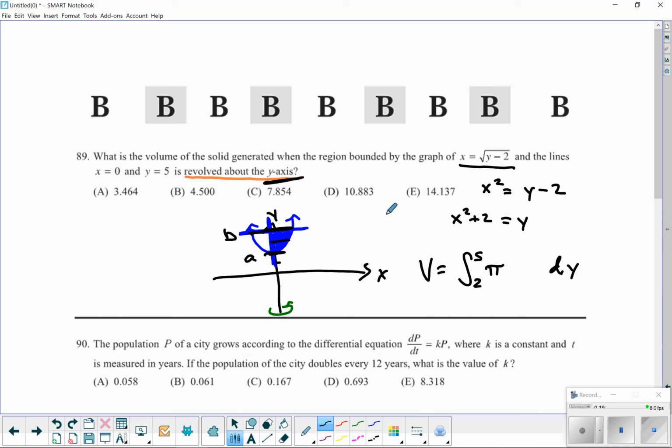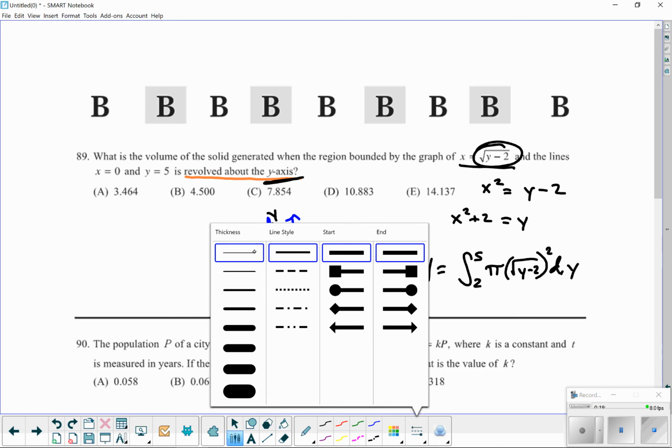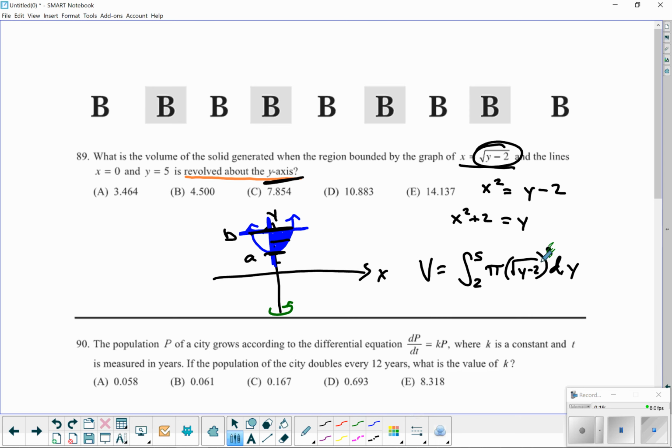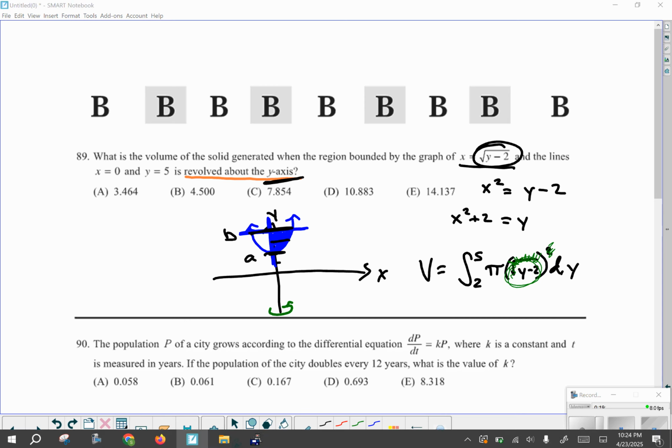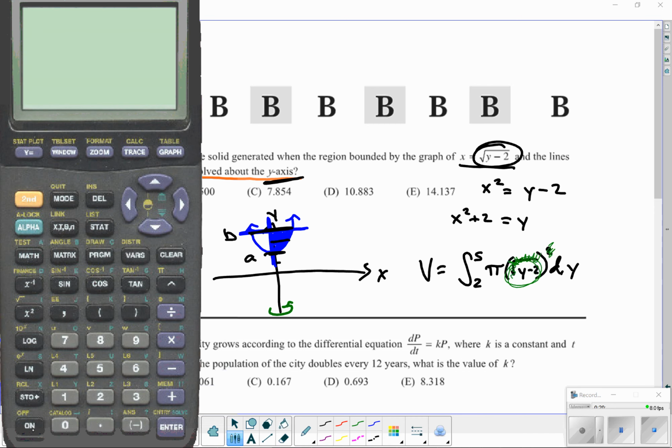Your function is just this right here: the square root of y minus 2, quantity squared. And this is the cool part: the square and the square root cancel out, which leaves you with just y minus 2. This is a very good test question, because it doesn't rely on any of the other questions.